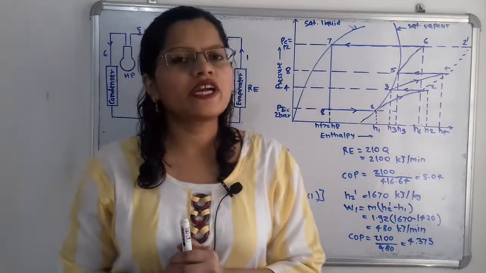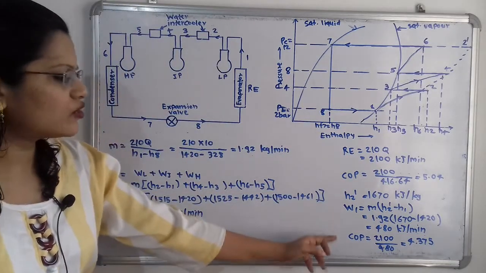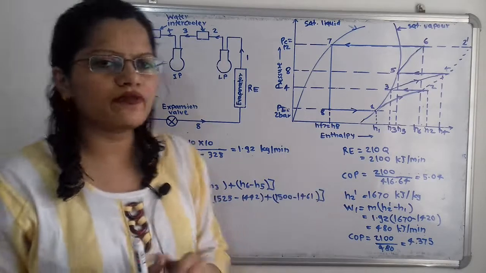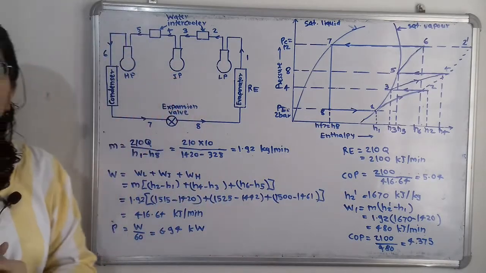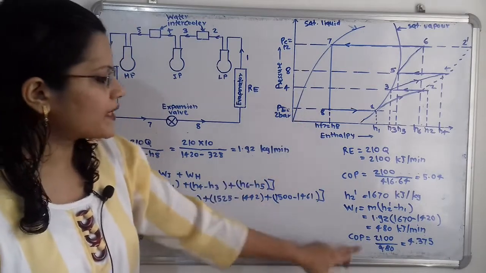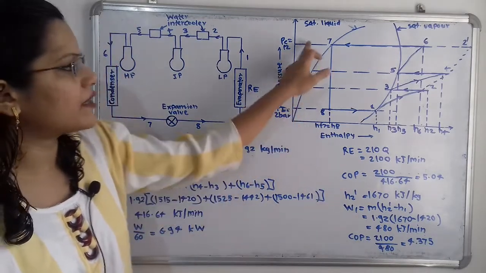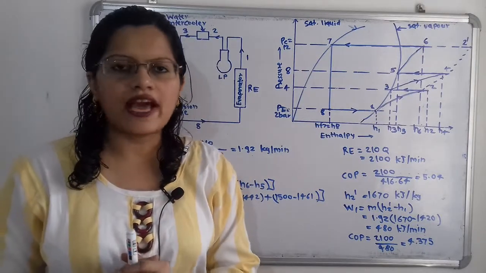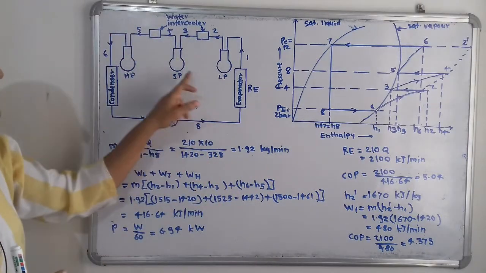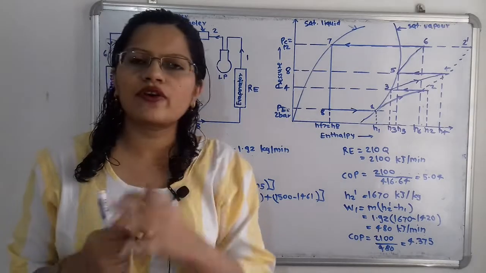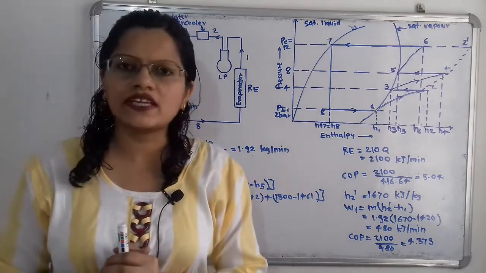Now when we compare these two coefficients of performance, we find that the coefficient of performance with the intermediate compression stages is higher than with the direct compression process from 2 bar to 12 bar pressure. So it is important to note that when there are intermediate compression stages with water intercoolers, the coefficient of performance improves.